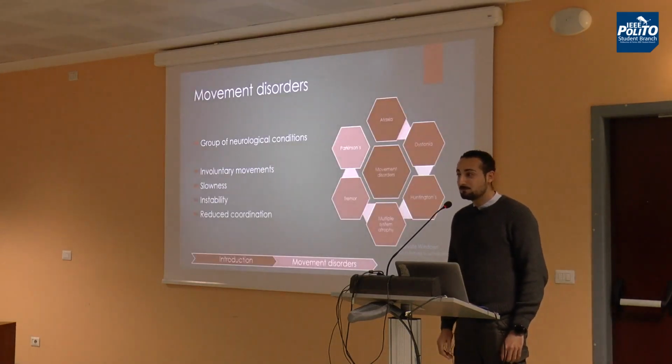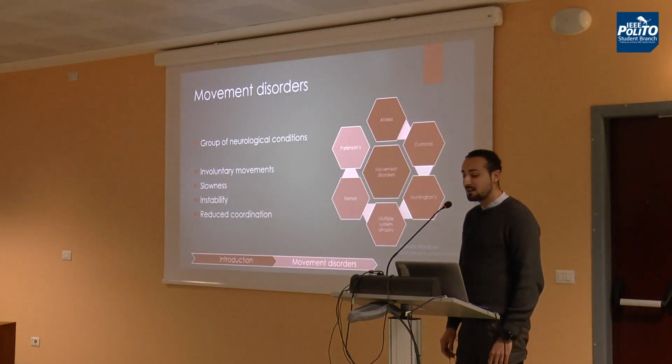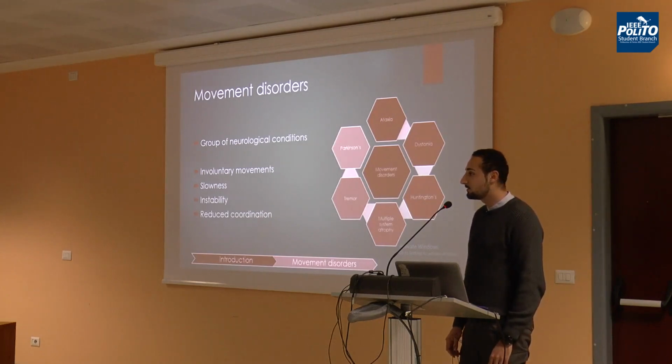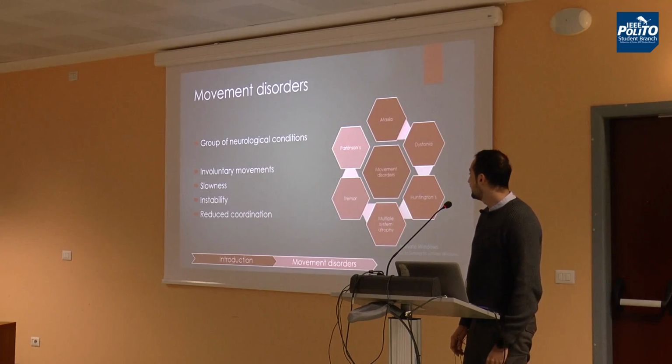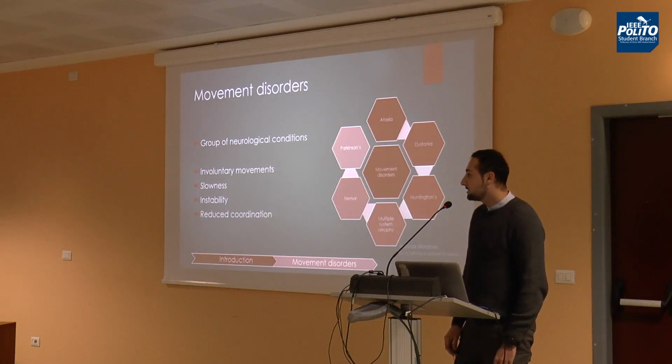First of all, movement disorders are a class of neurological conditions that includes, for example, multiple system atrophy, tremor, and Parkinson disease. They are different from each other, but they share an impaired movement control, such as involuntary movements, slowness, postural instability, and reduced coordination.